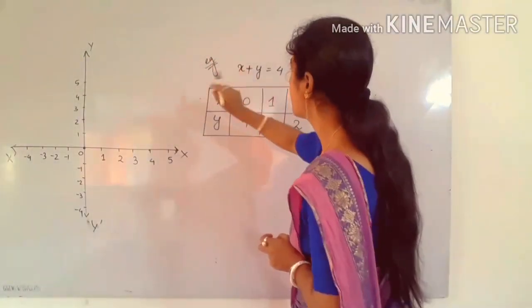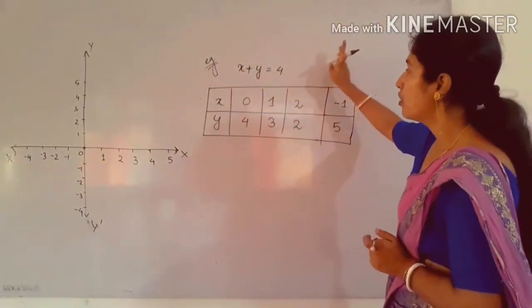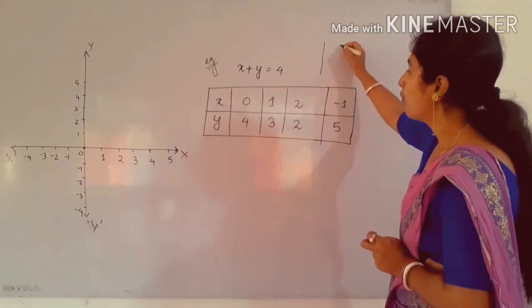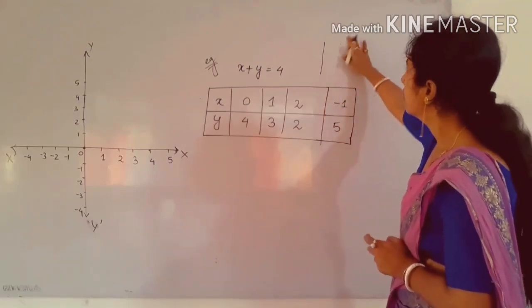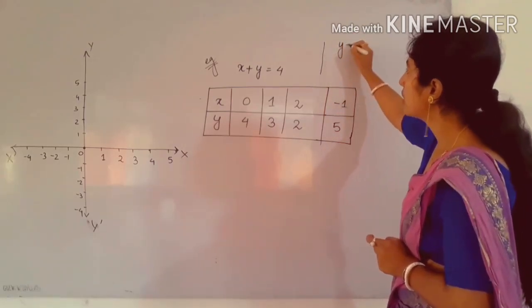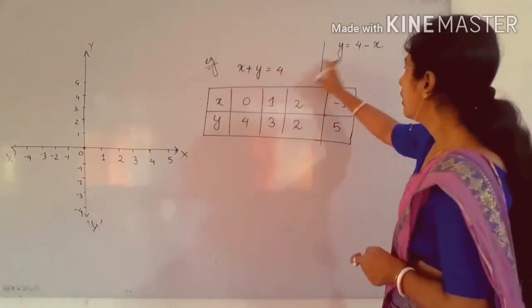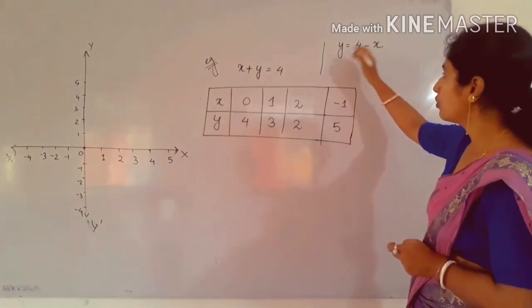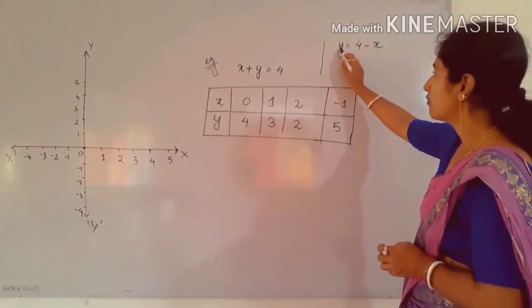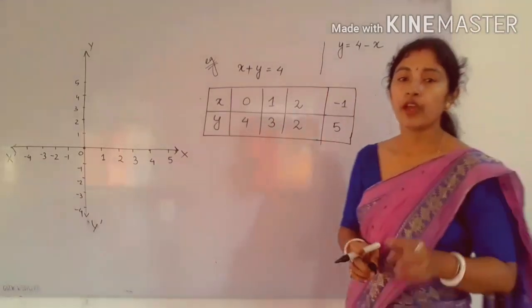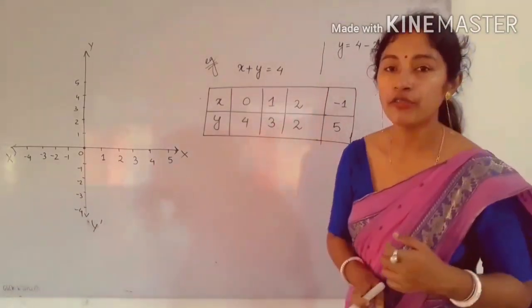I have taken this example, x plus y is equal to 4. So how do I write it? We can write y is equal to 4 minus x. When we transfer x to that side, the equation will look like this: y is equal to 4 minus x. So next, what we have to do is assume different values of x.